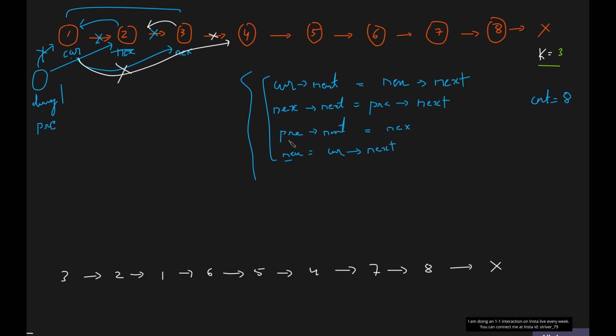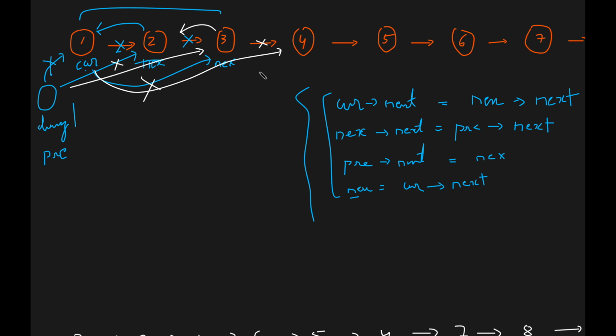After this, you know pre has to keep track of the previous one. So now pre's next, instead of pointing to 2, will point to 3, because that is your next previous one, or the current one, you can say. After this, next is going to move to 4. So you have successfully reversed the 2 individual links.